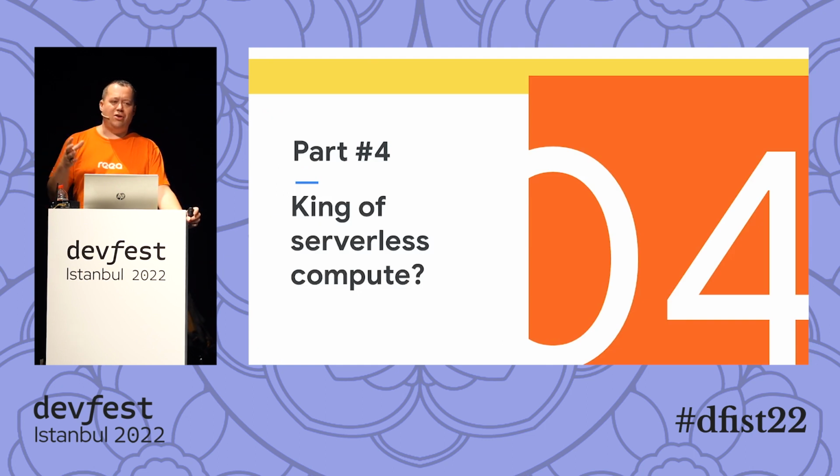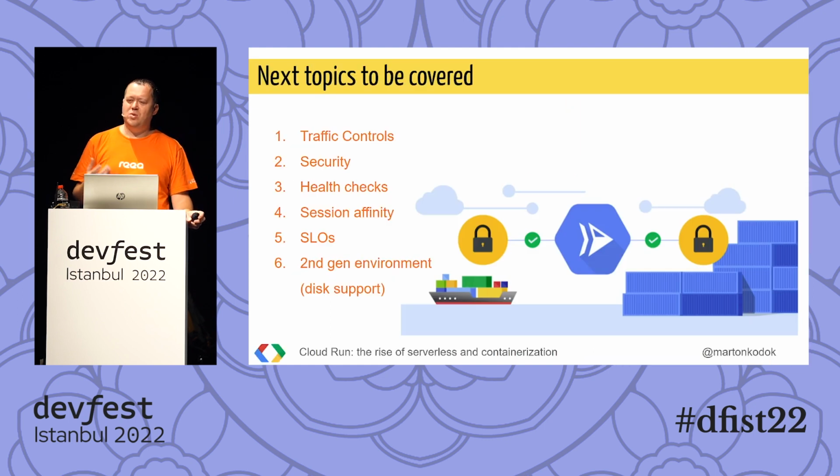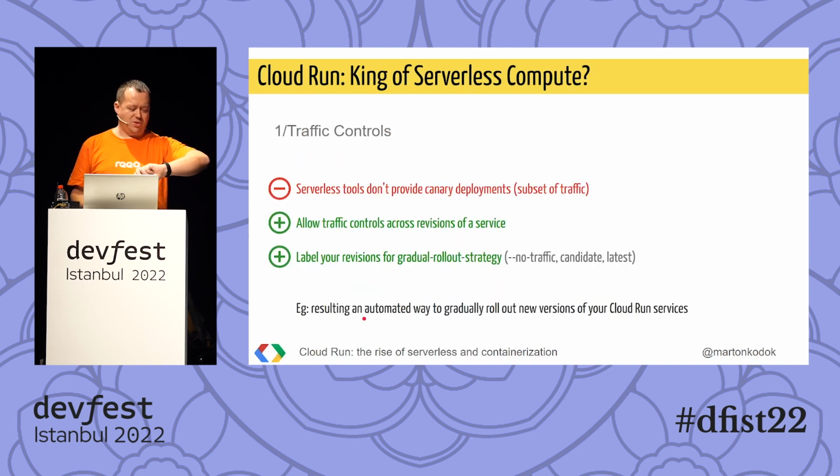Often among cloud folks, we see that Cloud Run is called the king of serverless compute. Why? Because it has so much additional stuff in it. Like traffic control, security benefits, health checks, session affinity, SLOs, service level objectives, and a second generation environment with disk support. Briefly, because I want to finish on time, what do traffic controls mean?